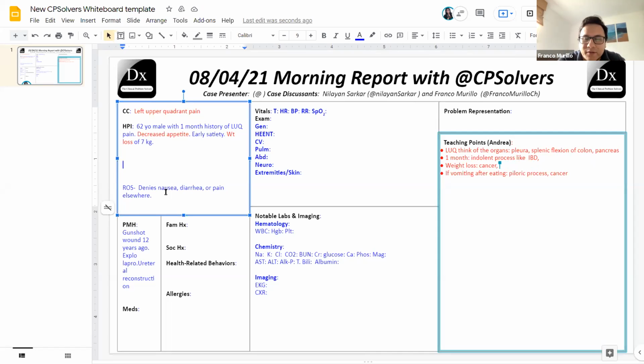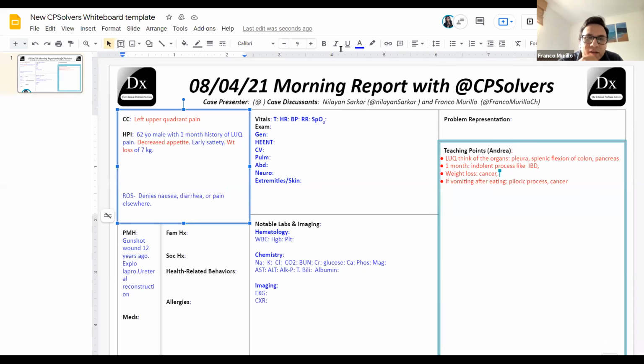I would also think, besides this, well, he had a gunshot, right? So he had a surgery exploration there. Even if there's an urethral reconstruction, we can also be thinking about adhesions that have happened because of the surgery. I would also be thinking about if there is fever, look for a splenic abscess. Sometimes these patients can have abscess due to septic emboli, due to a heart problem that could be in the setting of that. I think that complements what Nilayan said.